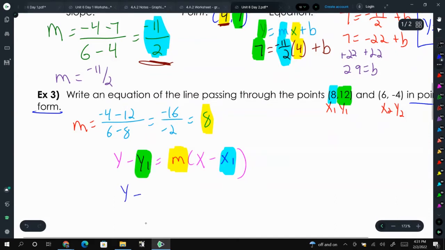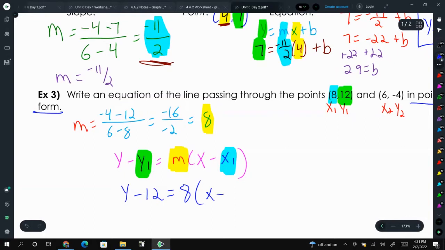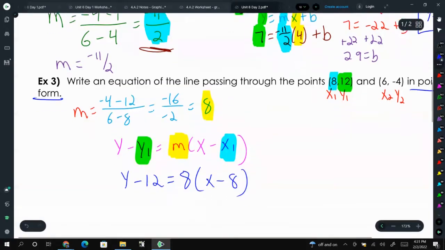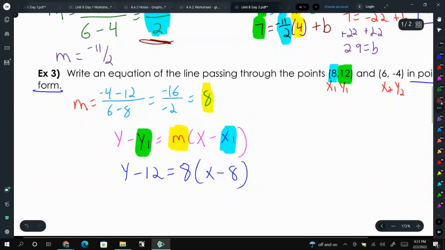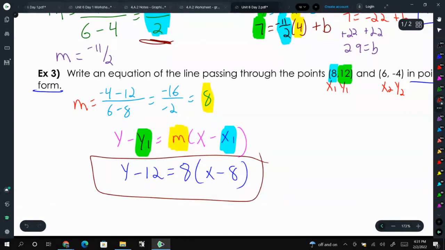So now it's going to be y minus y1, which is 12, equals our slope m, which is 8, times x minus x1, which is also 8. And the beautiful thing is, this is it. We're done. That's our answer. We didn't have to multiply anything out. We didn't have to simplify. Because we were asked to write it in point slope form, this is all we have to do.